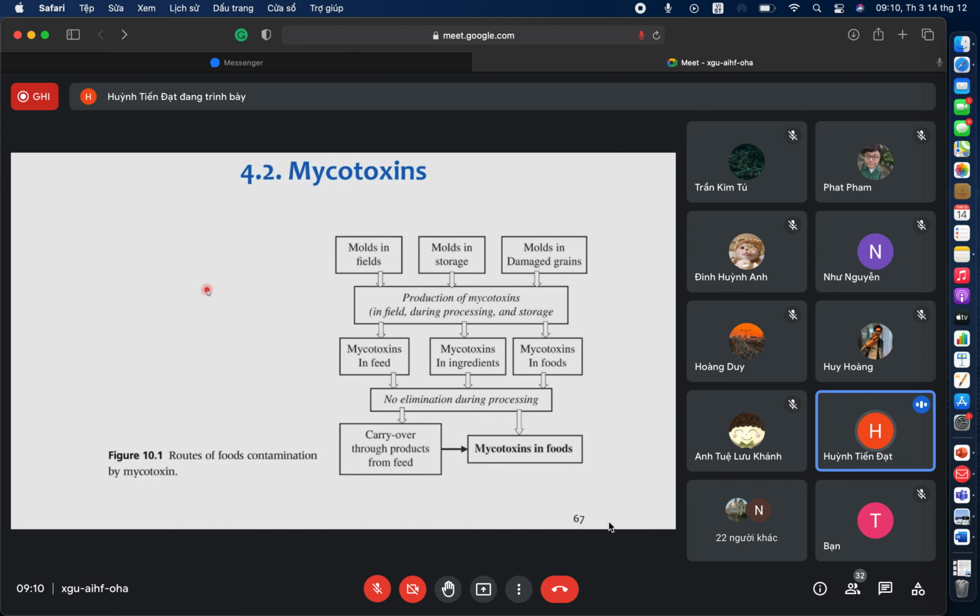Okay, routes of food contamination by mycotoxin: mostly in the field, in storage, and in the damage range. When you export any grains to another country, they test very carefully because it is strictly regulated. Molds during storage are also a problem.